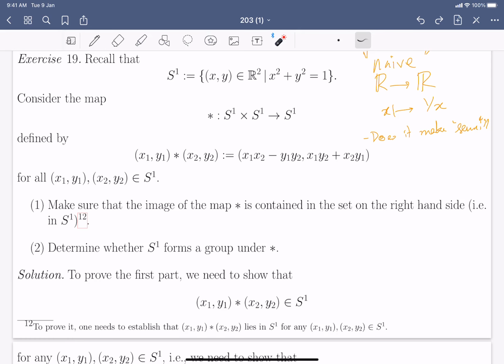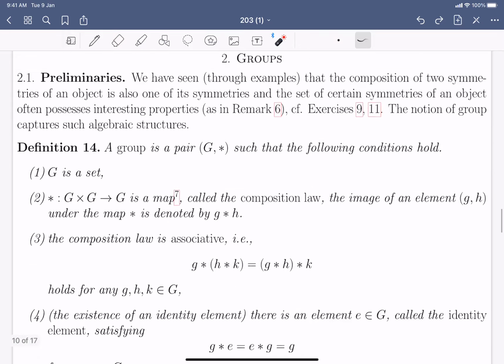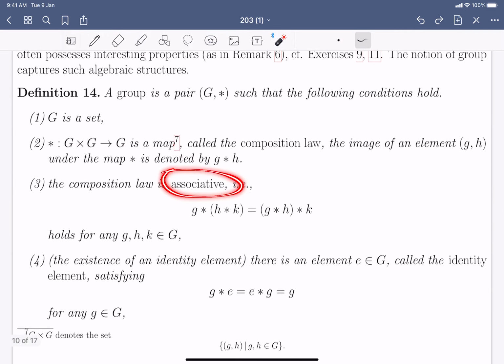The third condition is the associativity. I hope I mentioned that this property is called associativity. Yes, this is called associativity. I did mention it.